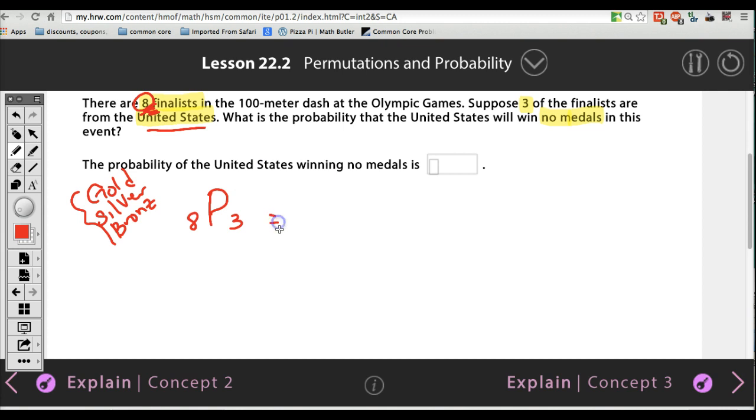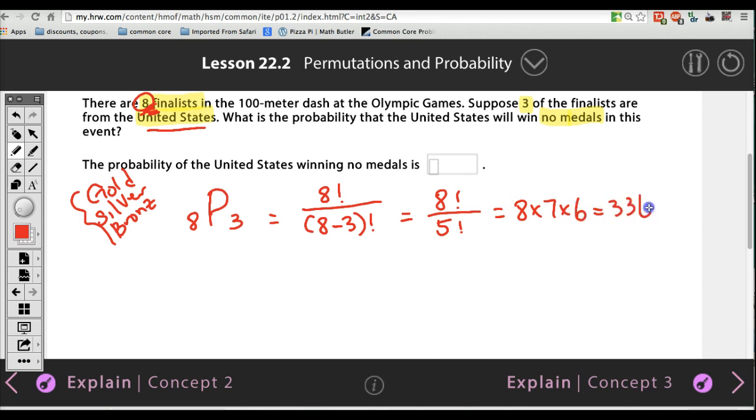This is the same thing as we just did earlier. So it's going to be 8 factorial over 8 minus 3 factorial. Why was that? Because of the formula. Basically that's 8 factorial divided by 5 factorial, and we all know that the answer is 8 times 7 times 6, and that's 336. That is how many different ways any 3 people can win the medal. Because right now we're looking for the probability, so we first need the universal set. And so this is the universal set.